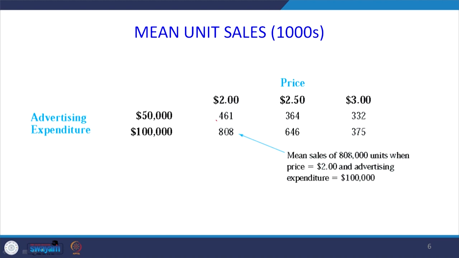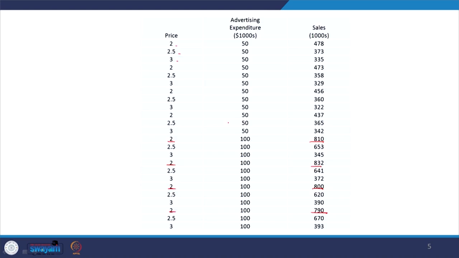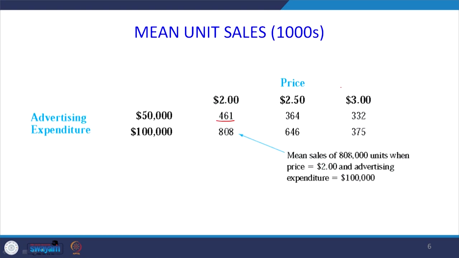Similarly, how did we get this 461? When the price is 2 and the advertising expenditure is 50, what were the combinations? This one, this sales, the next one, this sales, and this sales. Because when you go to the next one, it goes to 100. So, the average of these values is our 461.